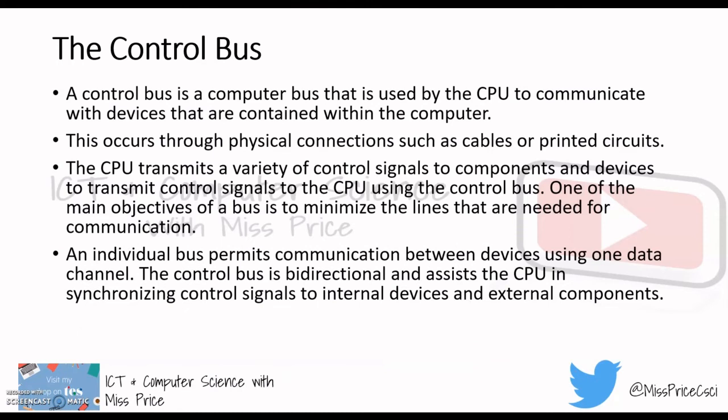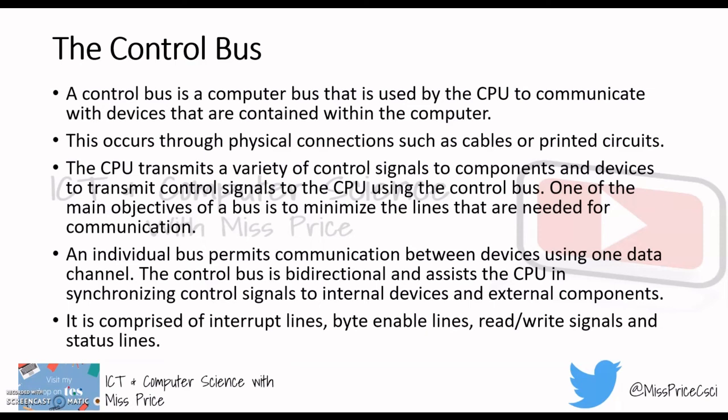Now obviously this has to permit the communication between the devices using one data channel, so the control bus is multi-directional, and it synchronises the controls and the signals into the internal devices. That obviously has to go to the external components. An example of an internal device would be your sound card. Without your sound card, you can't get sound through the speakers. Your graphics card will communicate with your monitor, so you can actually see the graphics that are on your monitor right now.